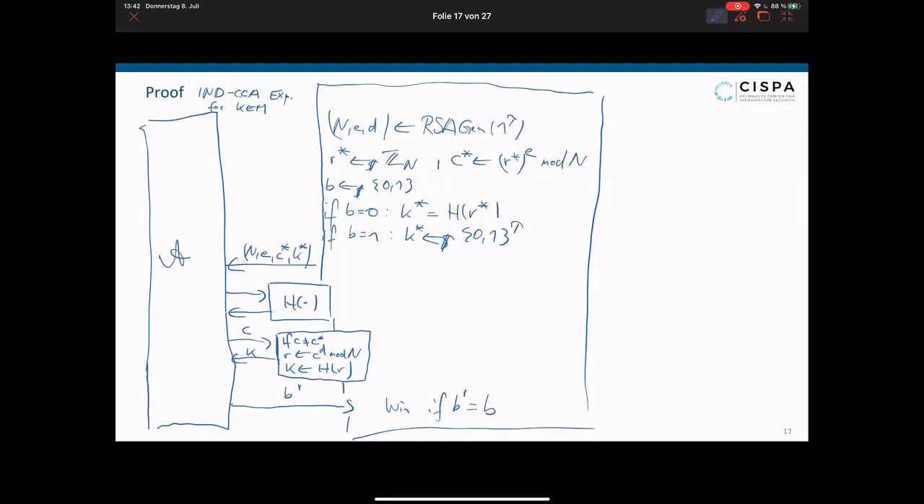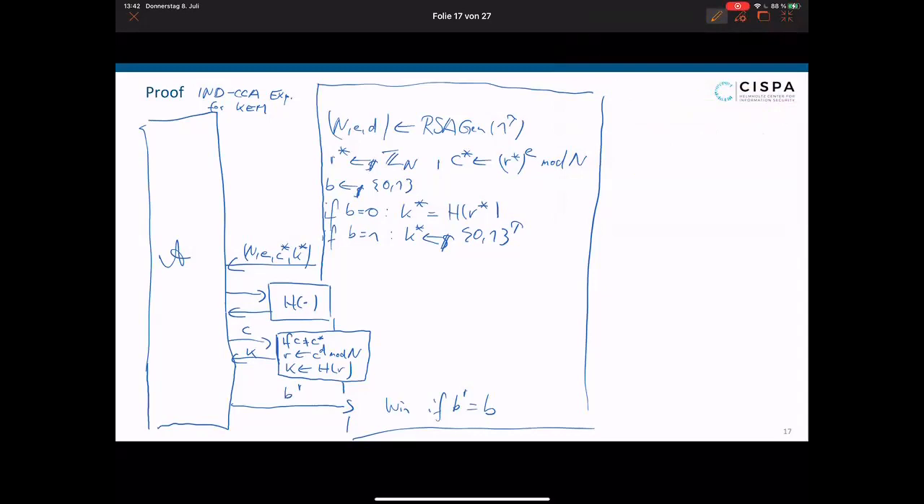Someone can tell me. Find collision, not quite, but someone else wrote the right answer. It's to decrypt C star.